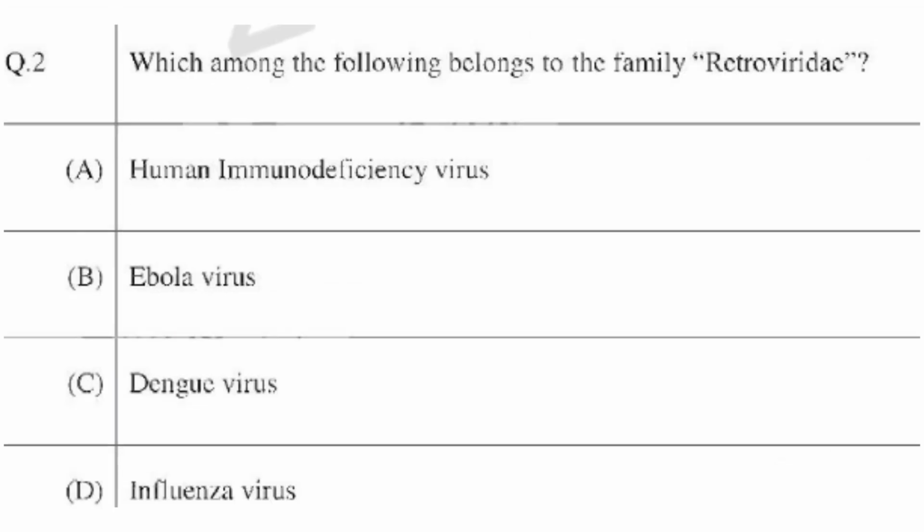Then next one. Which among the following belong to the family Retroviridae? Human immunodeficiency virus. Yes. HIV belongs to Retroviridae. Ebola virus, it belongs to Filoviridae. Dengue virus, it belongs to Flaviviridae, and influenza virus belongs to Orthomyxoviridae. All four of them are single-stranded RNA viruses.